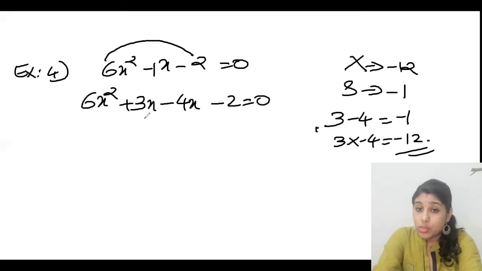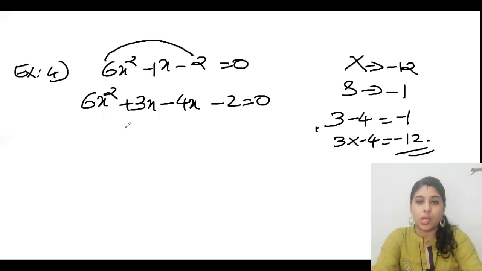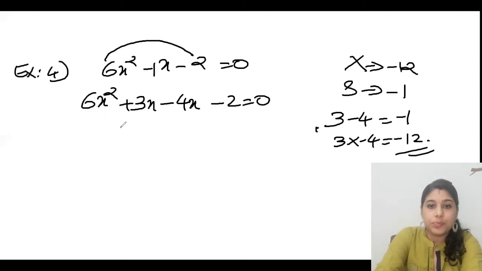But why have I used 3x first here? Because 6 is there. When you do more and more problems, you will understand automatically which number should come first to make it easier. So I can take 3x as common, and the balance is 2x plus 1.